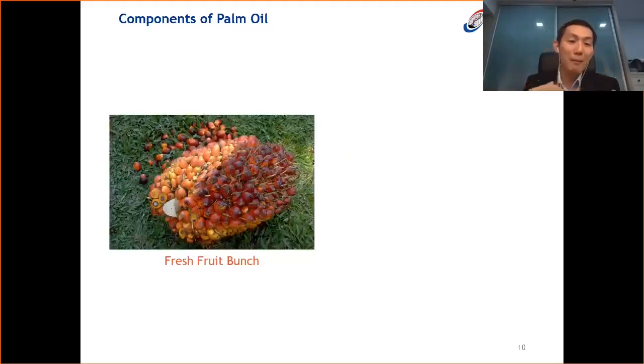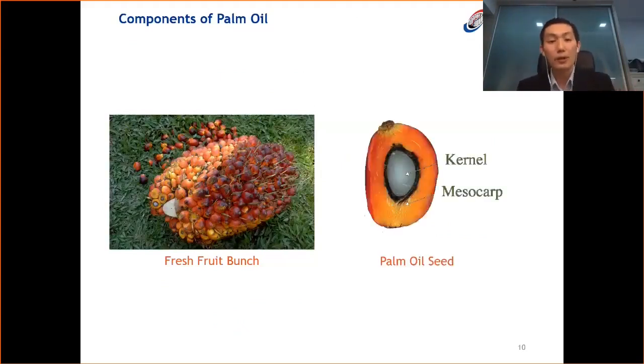So the palm oil fruit grows on a tree, right? After you harvest the fruit, this is actually the fresh fruit bunch, or in other words, we call it by the abbreviation FFB. So this whole thing is the fruit. And each of these fruits, as you can see, consists of a lot of palm oil seeds, right?